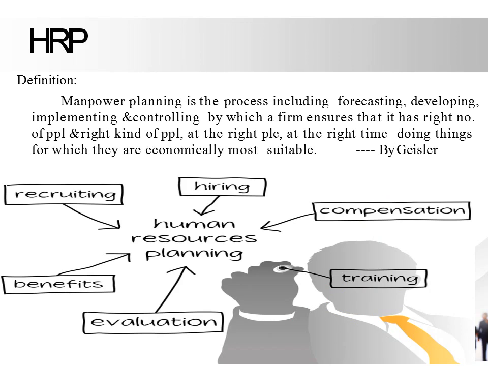Definition: manpower planning is the process including forecasting, developing, implementing and controlling by which a firm ensures that it has the right number of people and the right kind of people, at the right place, at the right time, doing things for which they are economically most suitable. By Geisler.